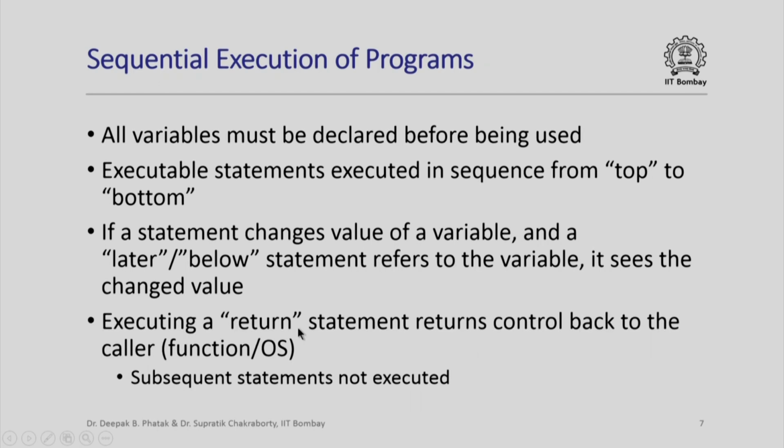And whenever you execute a return statement, control passes back to whoever called the function. We will see later that one function can call another function. In our case it was the operating system that called the main function. So whenever we execute a return statement in our main function, control returns back to the operating system, and whatever statements you might have after the return statement are not going to be executed. So this is important to remember, that we are going to sequentially execute instructions until we encounter return, on executing return, control passes back to the caller and the subsequent statements are not going to be executed.